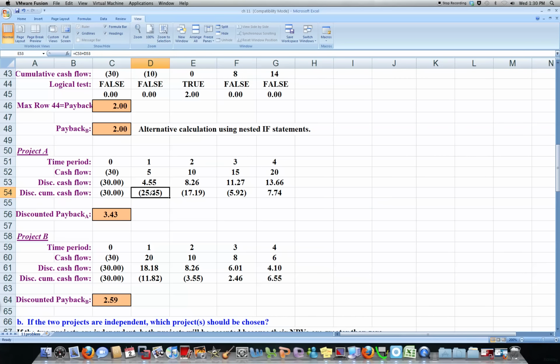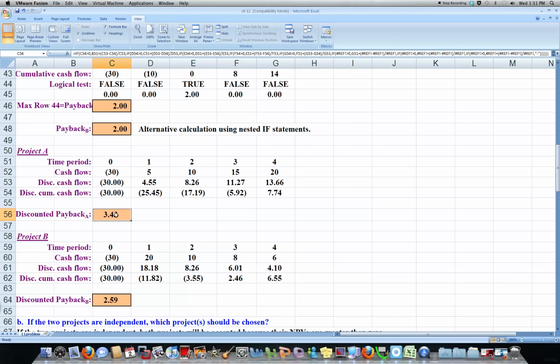Now we find our cumulative cash flow, the same way we did before. Let's take the next one, it's a better example. We take our previous year's cumulative cash flow plus the discounted cash flow for that year. That's what we have for our discounted cumulative cash flow here. We can see our discounted payback comes right here, between 3 and 4.